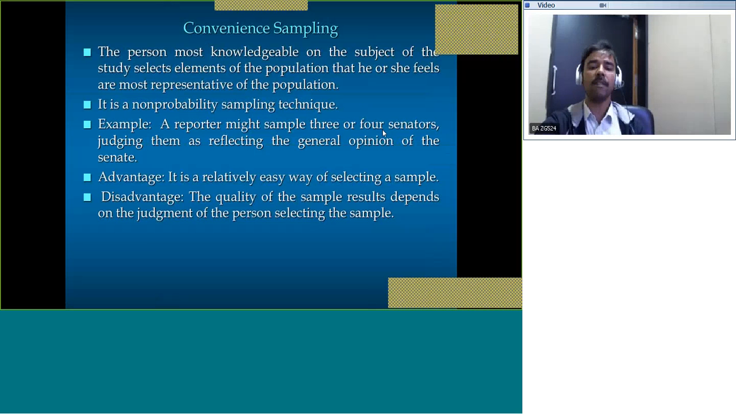It depends upon the expertise. Of course, it is also a non-probability sampling technique. For example, a reporter might sample 3 or 4 senators, judging them as reflecting the general opinion of the Senate, like experts only. Advantage, it is a relatively easy way of selecting because based on our expertise, we will select and collect the units. Disadvantage, of course, it depends upon personal judgment. It may not completely reflect the population.